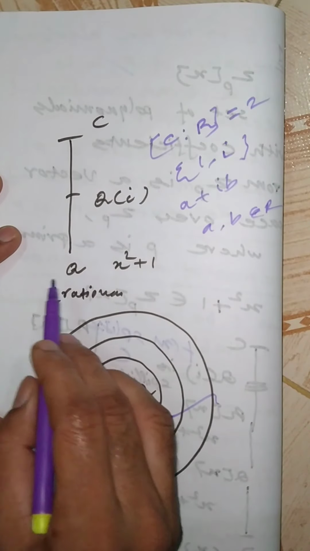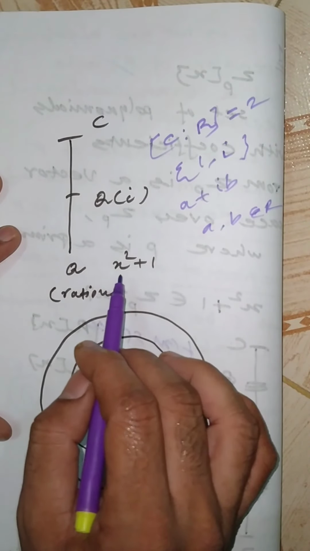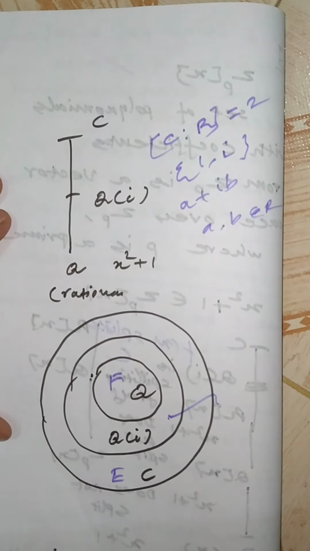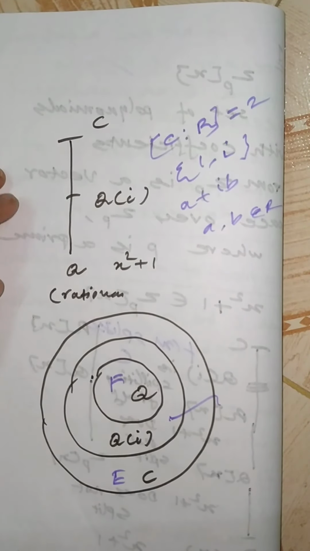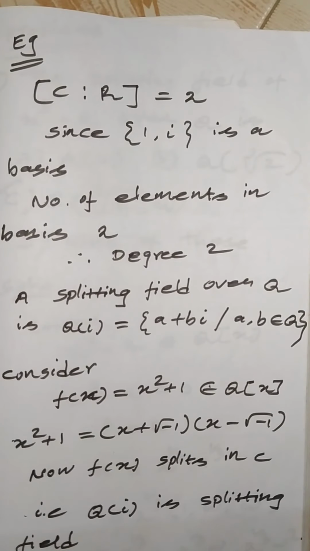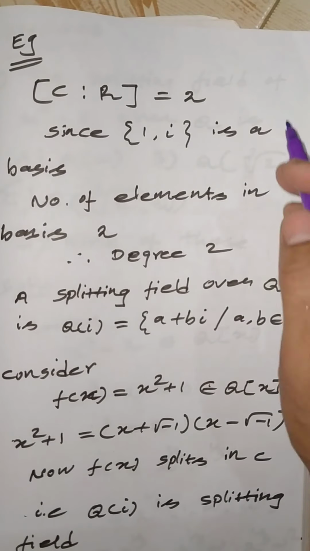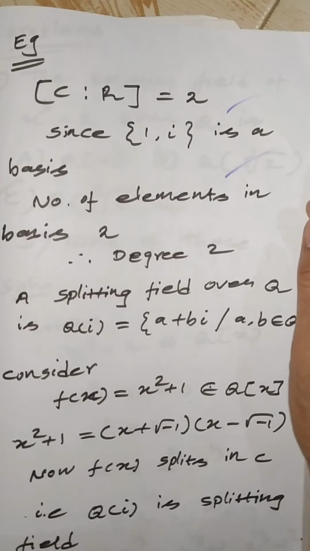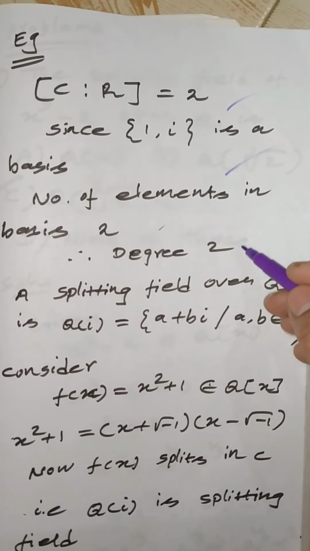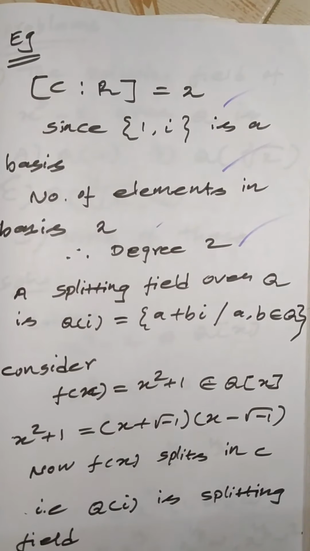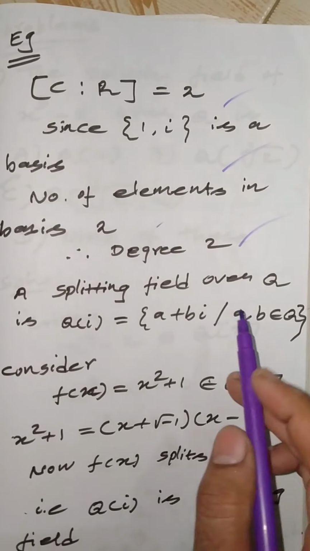This is a rational. So I take this polynomial here. This polynomial splits in C. So Q of i is a splitting field. Now you can easily understand. Now the number of elements in the basis is 2, that's why the degree is 2. The splitting field over Q is Q of i.